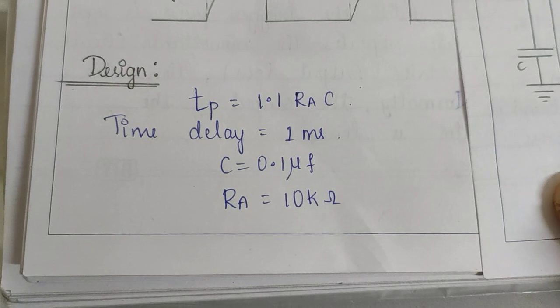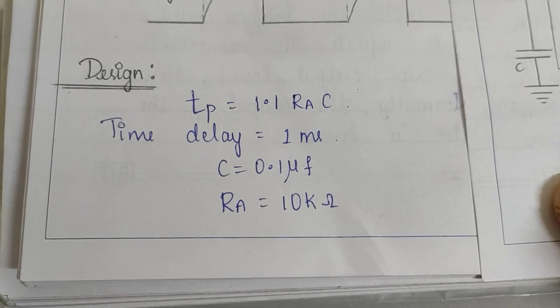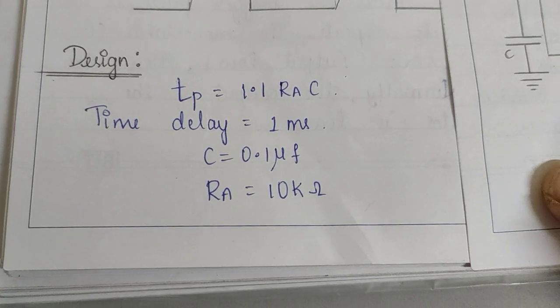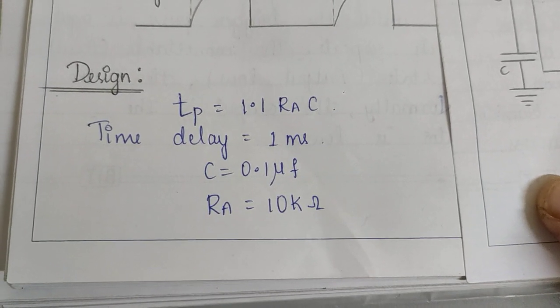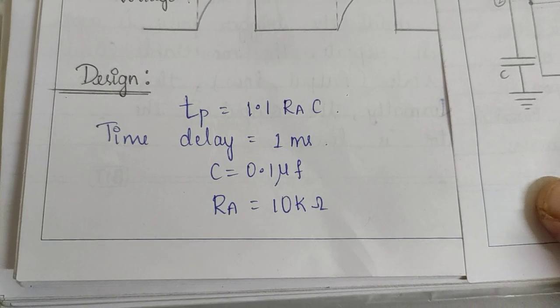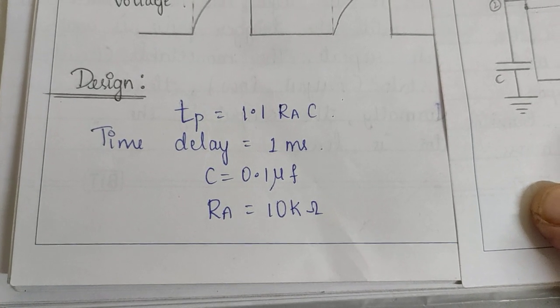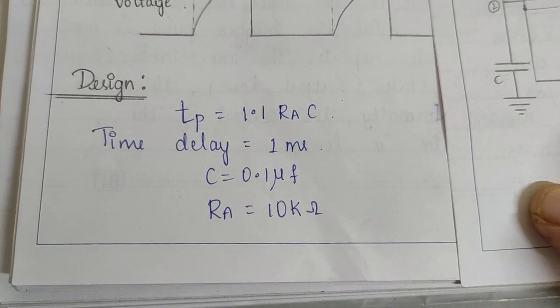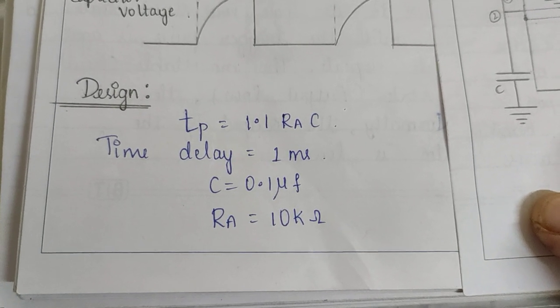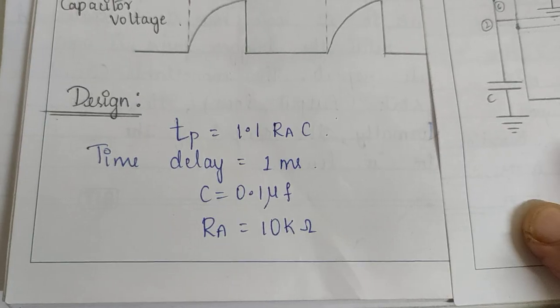Let us select the capacitance C to be 0.1 microfarads. Therefore, substituting TP equal to 1 millisecond, 1.1 and C equal to 0.1 microfarad, we get RA equal to 10 kilo ohms, the standard value.